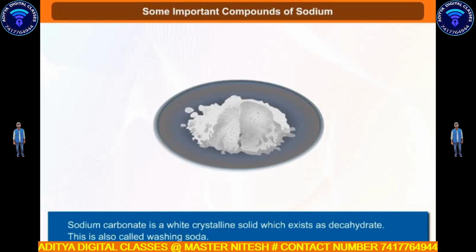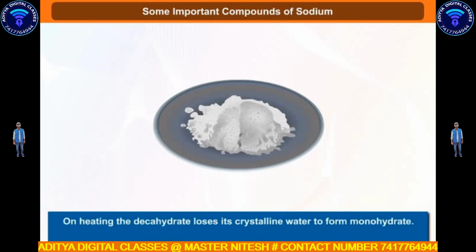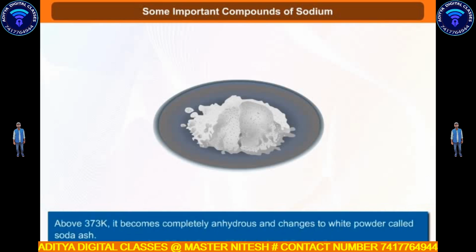Sodium carbonate is a white crystalline solid which exists as decahydrate. This is also called washing soda. On heating, the decahydrate loses its crystalline water to form monohydrate. Above 373 Kelvin, it becomes completely anhydrous and changes to white powder called soda ash.